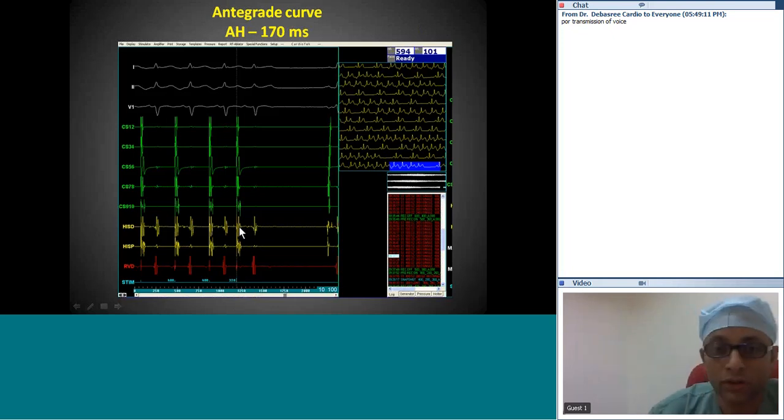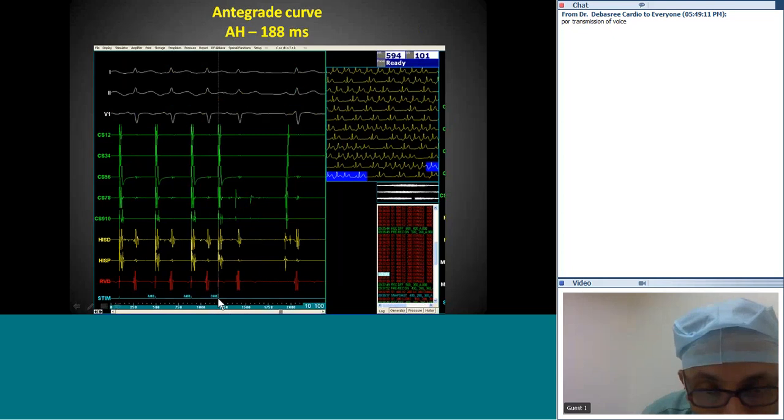So you can see A, and this is a small h here. So this is the AH interval, which is 170 milliseconds. It is going through the fast path. It will start decrementing. You should not have it prolonged at the baseline. So then I give a still earlier extra stimulus. Now this is at 300. AH interval slightly prolongs to 188 milliseconds, because I am giving an earlier extra stimulus, the AV node is delaying the conduction.